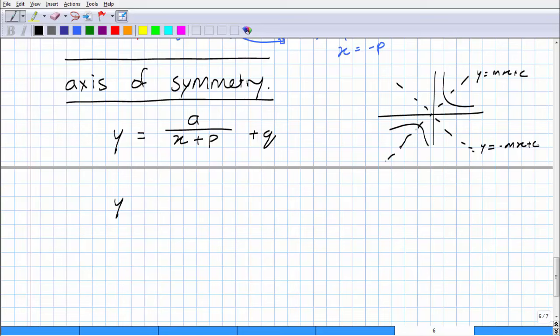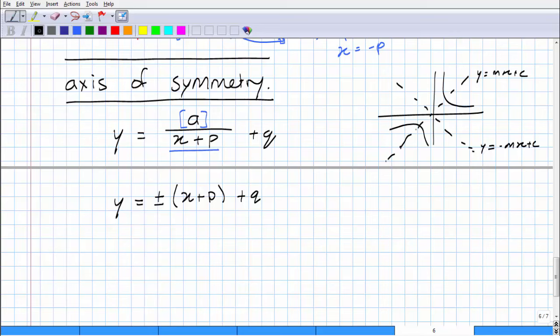If we then decide to say, well, what are those axes of symmetry? It's remarkably easy in the fact that we simply go plus or minus (x plus p) plus q. So we don't even care about this a value. That doesn't make a difference. The axis of symmetry is simply whatever's at the bottom, in brackets, plus or minus, and then plus q.